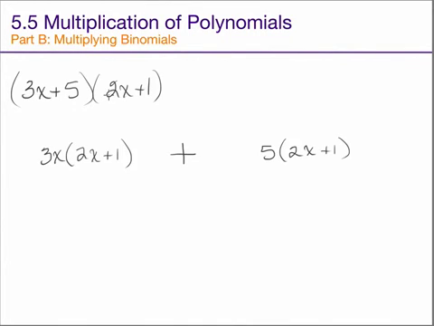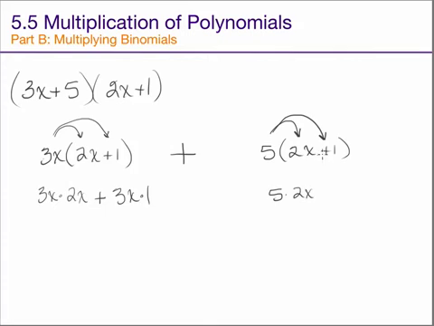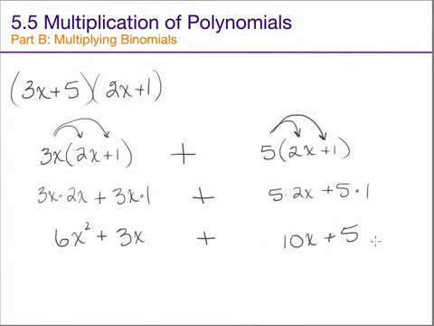The 3x times 2x plus 1 gives me 3x times 2x and 3x times 1. The 5 times 2x plus 1 gives me 5 times 2x and 5 times 1. And I want to add those two products together. 3 times 2 is 6. x times x is x squared. Plus 3x times 1 is 3x. 5 times 2x is 10x plus 5 times 1 is 5. And I'm adding those two products together.